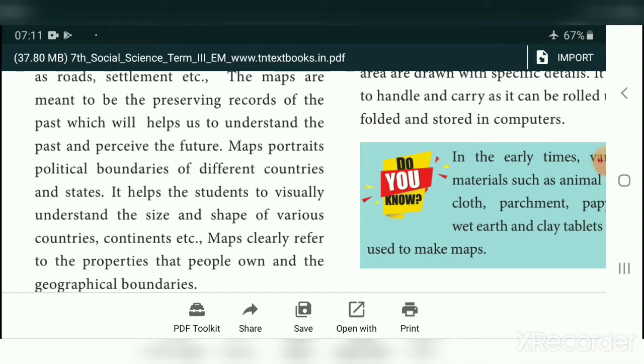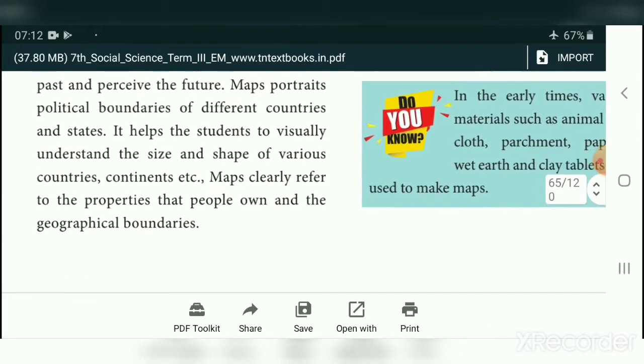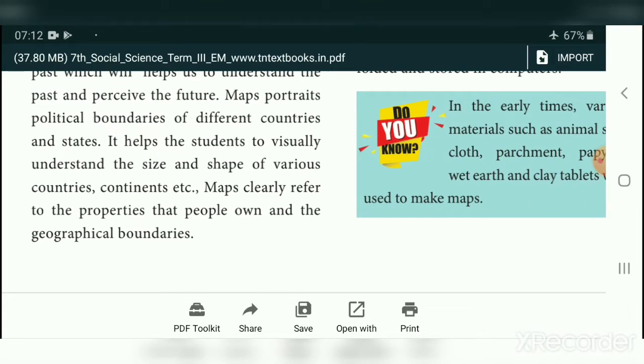What is the shape of South India? It is like a triangle, a V-shaped triangle. We can see the shape of South India in the map. Maps clearly refer to the properties that people own and the geographical boundaries.